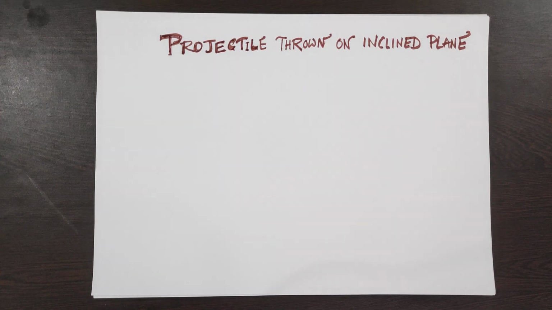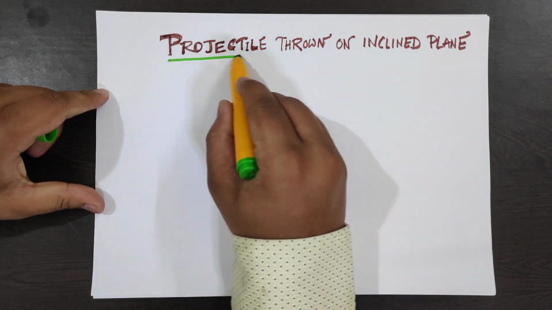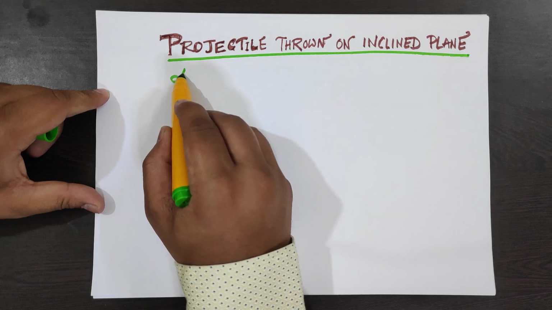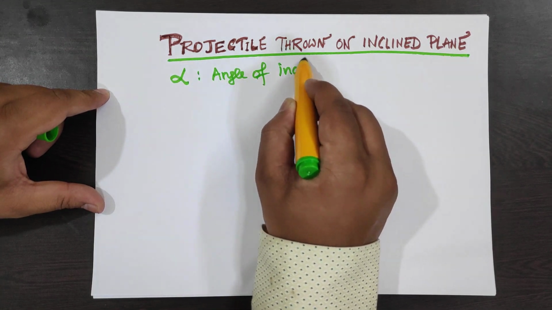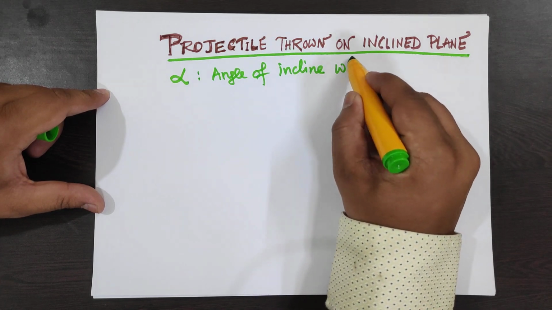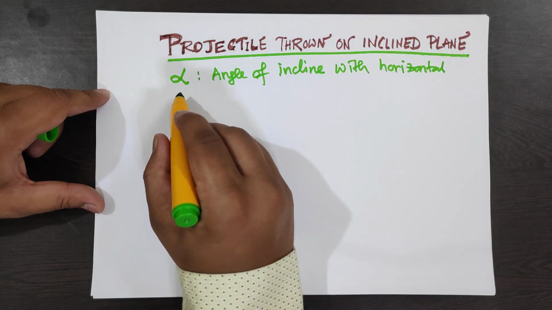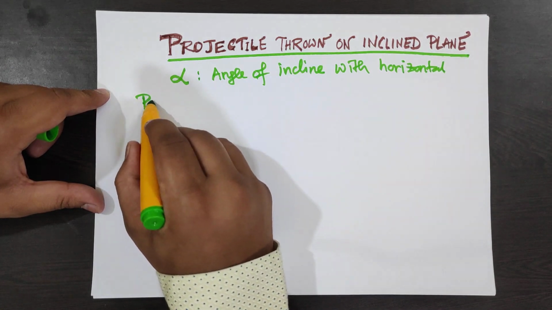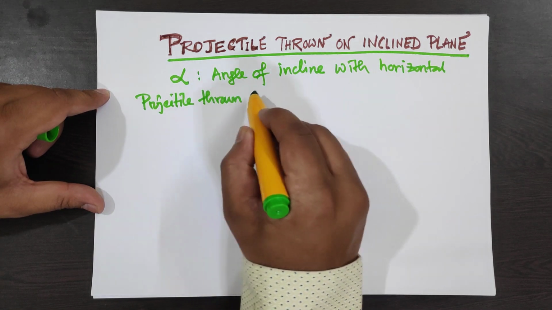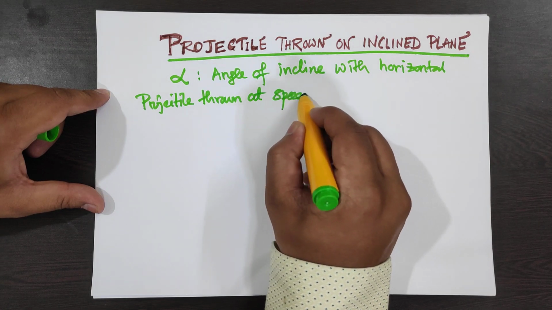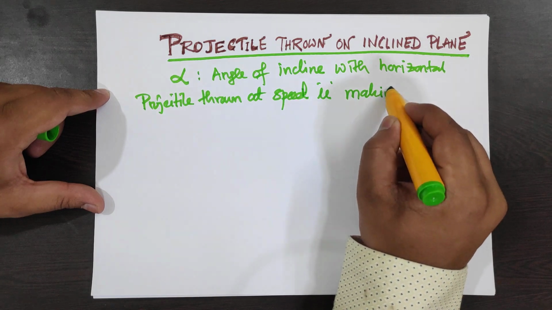Here we will discuss projectile thrown on the inclined plane. Now here alpha will be the angle of the incline with horizontal, and the projectile is thrown at a speed u, making angle theta with horizontal.